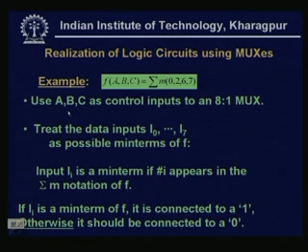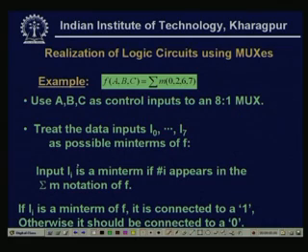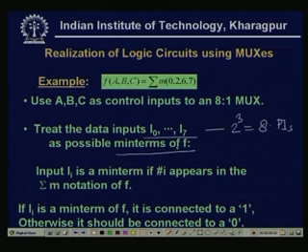So, ABC are the control inputs for the 8 to 1 multiplexer, and the data inputs are I0 to I7, because already we have seen this is 2 to the power 3 equal to 8 primary inputs, 8 PIs, and these are the possible min terms of f. So, the decimal equivalent of the primary inputs represents my min terms. So, input Ii, or the primary input, is a min term, and that number appears in the notation of f.